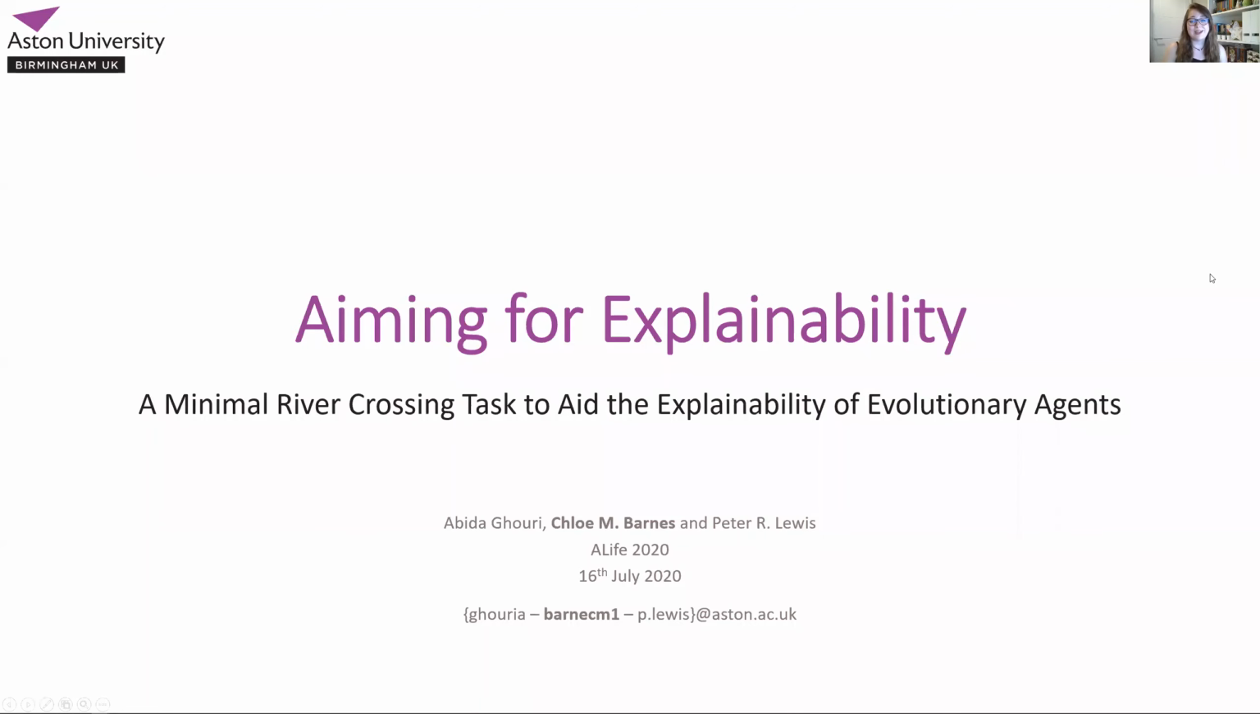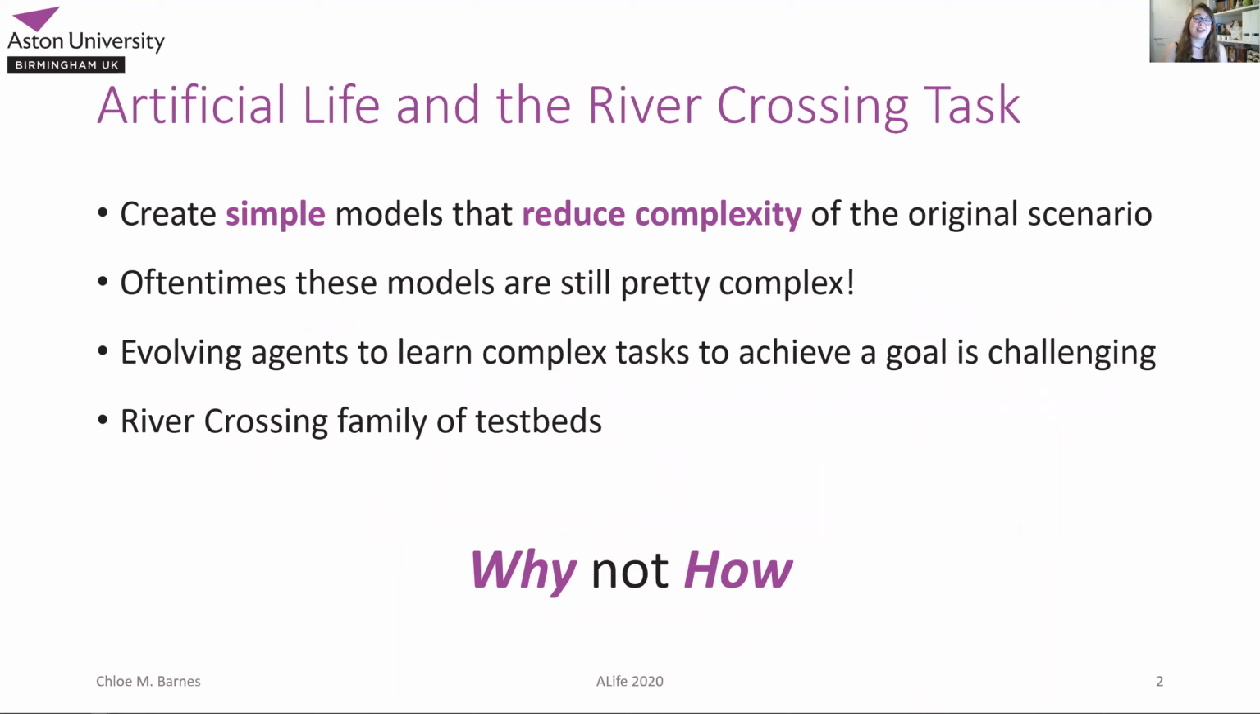Hello, my name's Chloe and I'm going to be talking about how we can aim for explainability when we design evolutionary agents. So one of the aims of artificial life research is to create simple models that reduce the complexity of a scenario, such as taking something from nature and trying to study it in closer detail to understand what's going on and to see what we can learn from it.